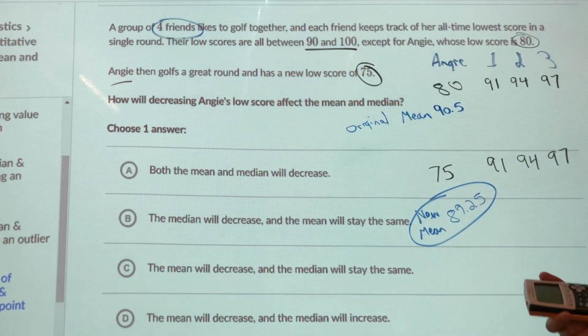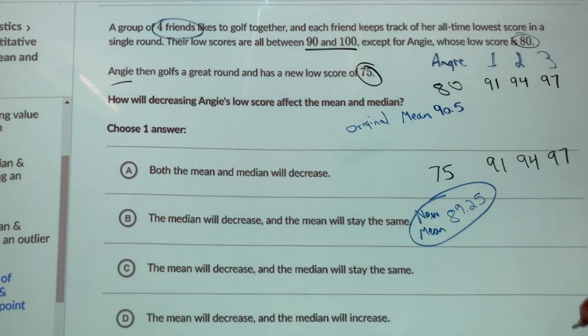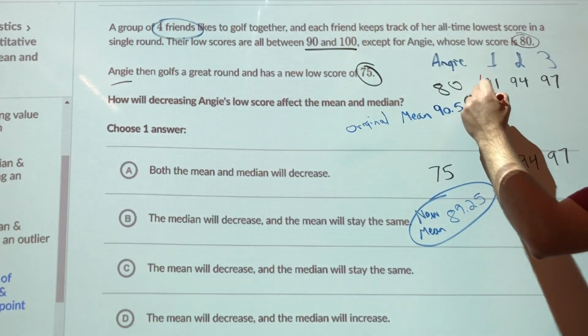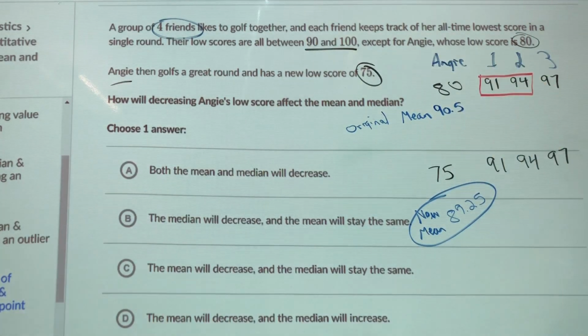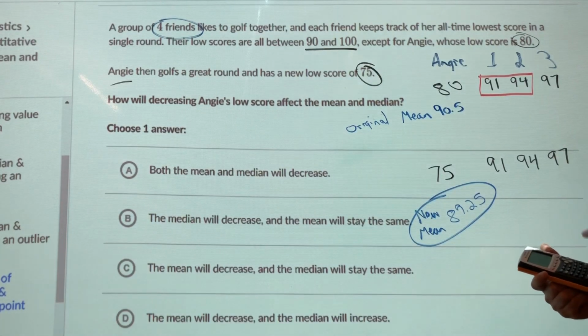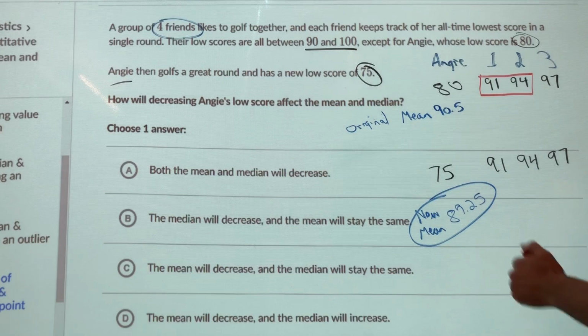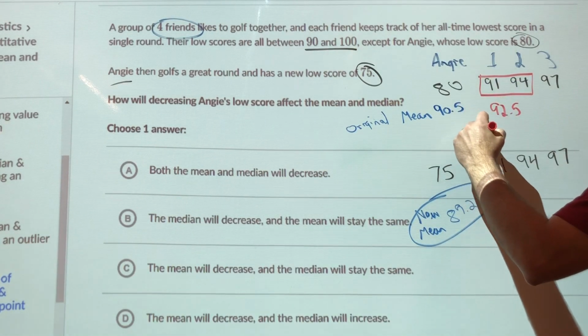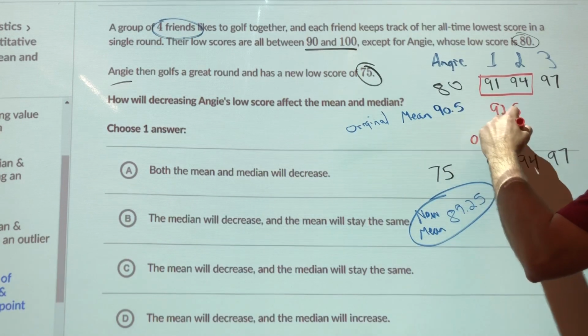Now let's look at the median. The median is the number in the middle. So if I have 4 numbers, the median here would be the number that is between 91 and 94. So I could just take those two and divide by 2 to find the number in between. So 91 plus 94 divided by 2, that's 92.5. 92.5 is the original median.